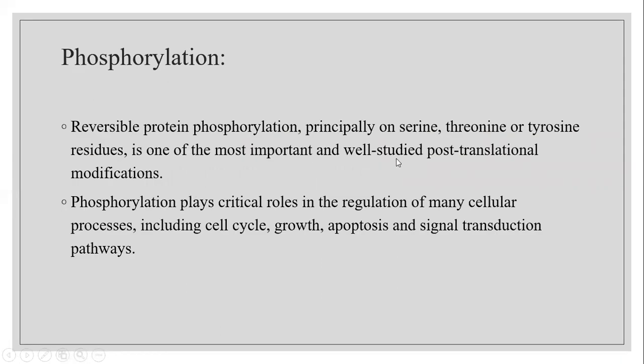First, let's see phosphorylation. It is a biochemical process that involves the addition of a phosphate group to an organic compound. Reversible protein phosphorylation generally occurs on serine, threonine, or tyrosine residues. This phosphorylation is thus very important for cell cycle, cell growth, apoptosis, and cell signal transduction pathways.